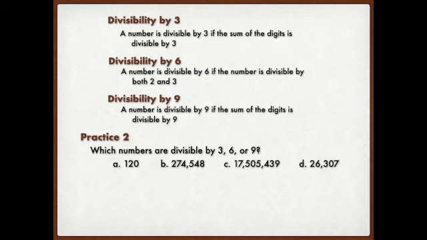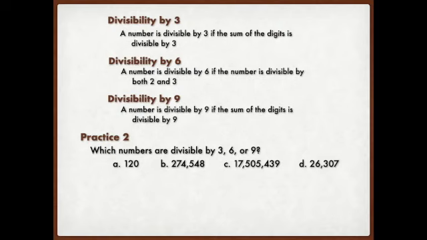2 plus 7 is 9, plus 4 is 13, plus 5 is 18, plus 4 is 22, plus 8 is 30. Now, that number is 30, and we can see, does 9 go into 30? No, it doesn't. But let's go back to the 3.